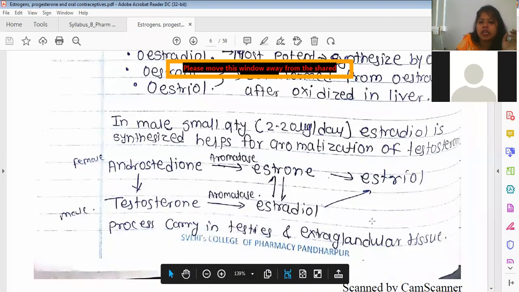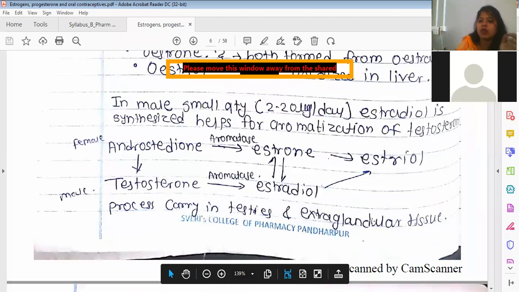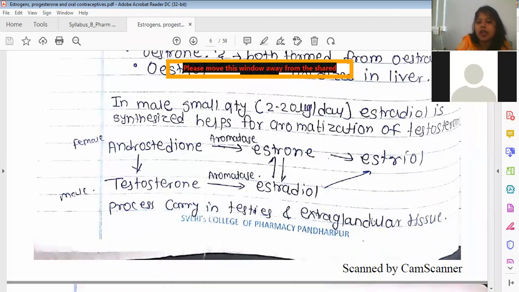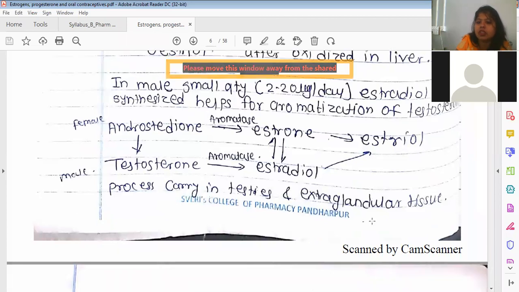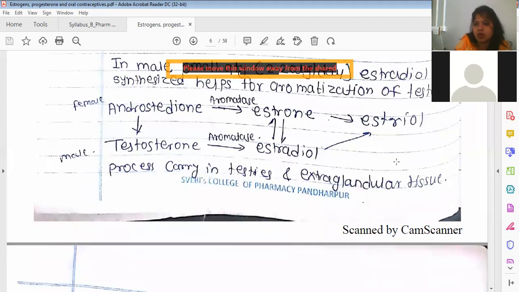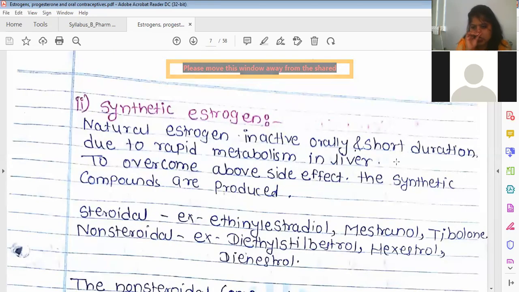The male secretes a small quantity, 2 to 20 microgram per day. मेल मध्ये इस्ट्राडायोल हे 2 to 20 microgram per day सिक्रेट होत असतं फ्रॉम द टेस्टेस्टेरॉन. Okay, in the female, androstenedione will aromatize. म्हणजे त्याचं aromatic ring मध्ये कन्वर्जन होतं and conversion to estrone. Further it will form the estriol. Okay, and in case of male from the testosterone पासून तयार होतं estradiol and it will be further broken into the estriol. Clear?